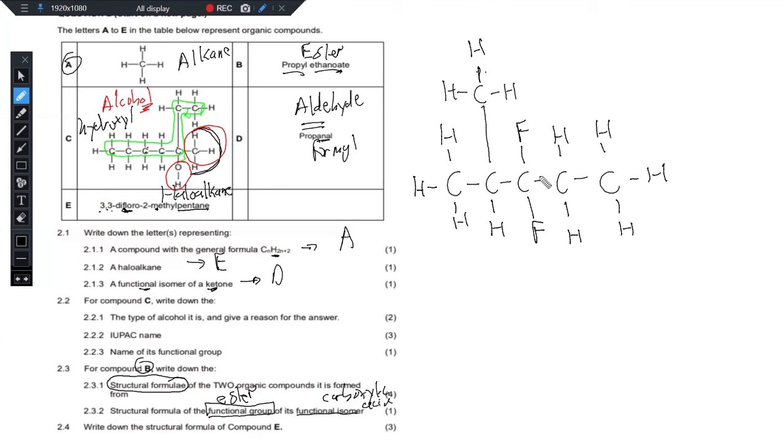So, but then that's 1, 2, 3, 4, 5, right? So 2-methyl, and then you have your 3,3-difluoro here. Difluoro because there are 2 of these fluorines. Okay, nice. Done with 2.4. Let's now move on. That's not the final question there.